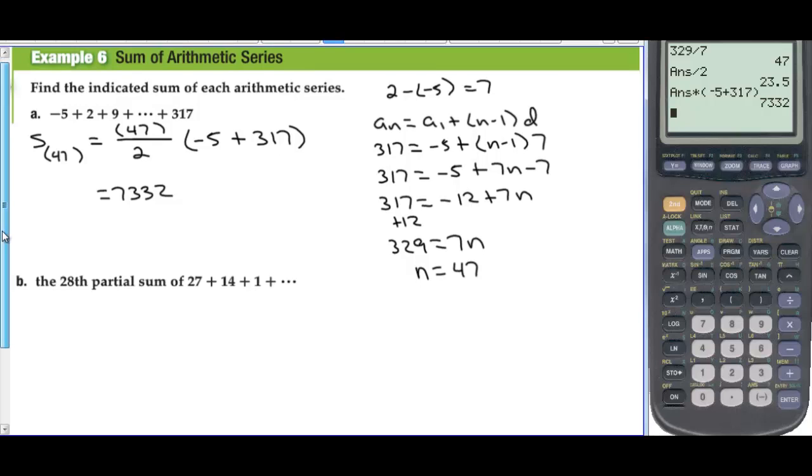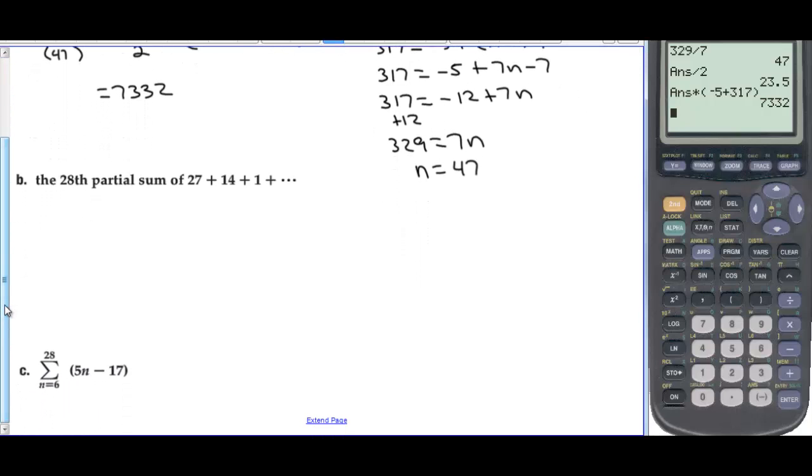Find the 28th partial sum of 27 plus 14 plus 1, keep on going. Well, we know that we're finding the sum of the first 28 terms. So that's 28 over 2 times the first term, 27. Well, we really don't know the last term, so we can use that second formula that's given, formula 2. We can have 2 times a sub 1, which is 27, plus n minus 1, so 28 minus 1, times the common difference. We have 14 minus 27, that's -13, so times -13.